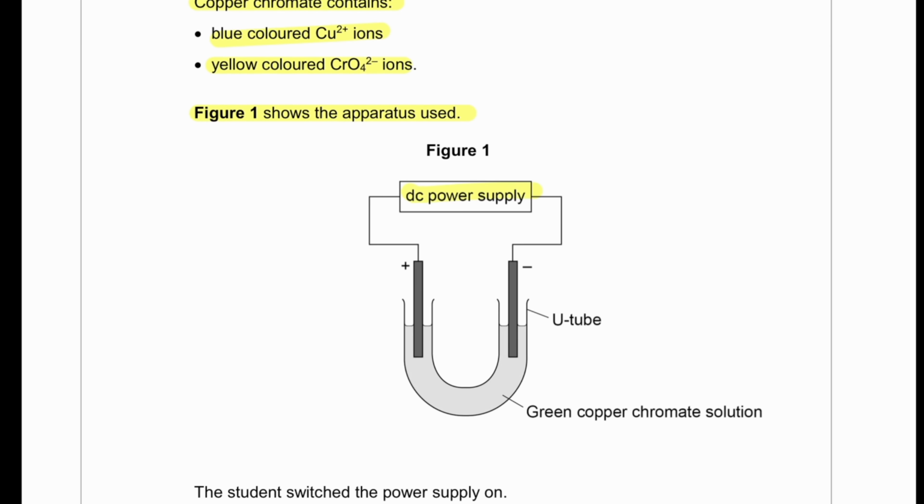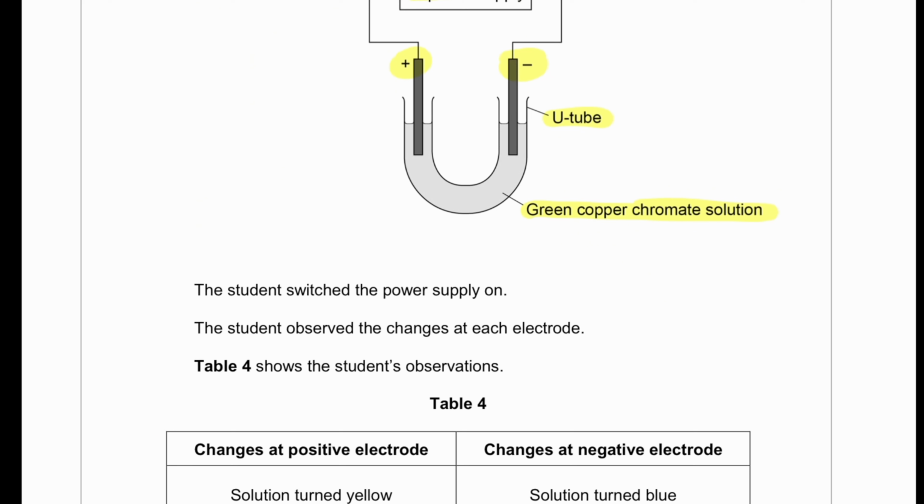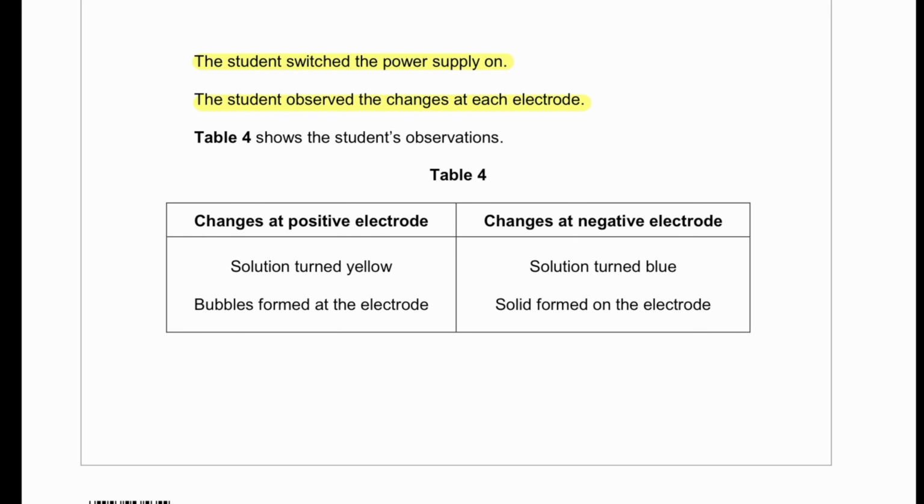We can see a DC power supply. We can see positive and negative terminals. We can see a U-tube with green copper chromate solution. The student switched the power supply on. The student observed the changes at each electrode. Change at positive electrode: the solution turns yellow.